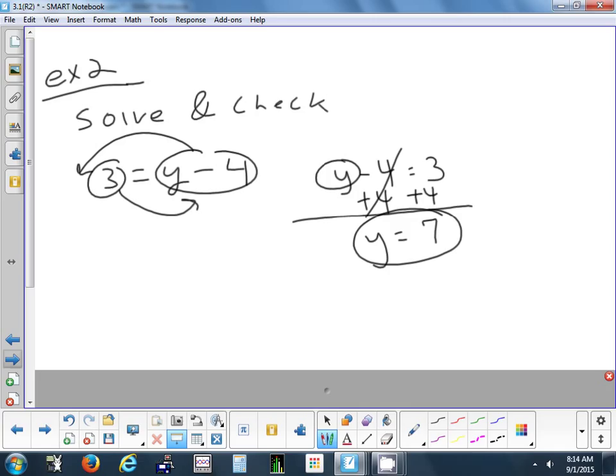If I wanted to, Ryan, what could I do? You could check it. How do I do it? Tell me what the equation is going to look like. So y minus 4. And then 7 minus 4. All right, 7 minus 4, because we're evaluating or substituting. What's 7 minus 4, right? 3. Am I all good? Yeah, of course, it checks out.